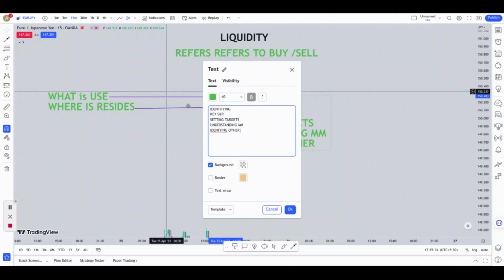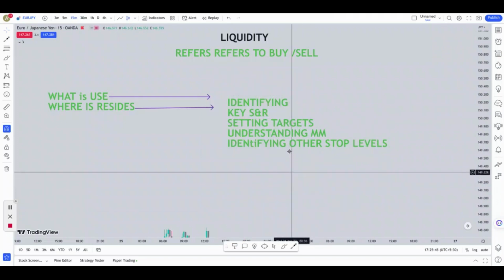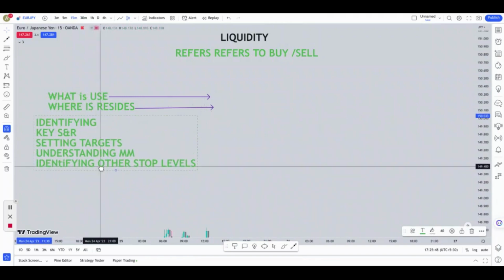Identifying other stop levels. So these are the uses.